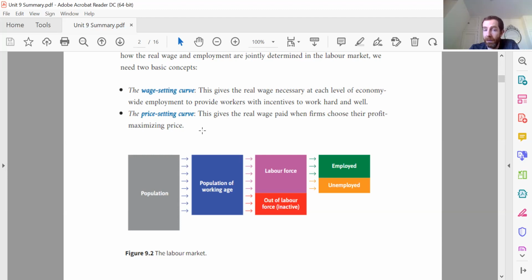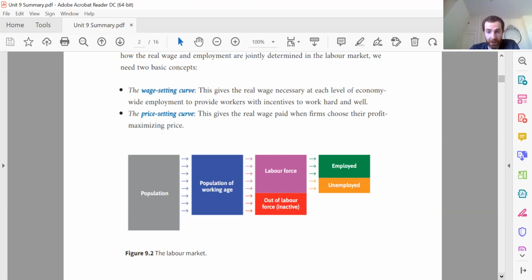And the second element in determining equilibrium is the price setting curve. This gives us the real wage that firms are going to be offering based on their profit maximizing decisions. So based on this combination of what the HR department does, setting a nominal wage, and what the marketing department does in terms of setting a price, the combination of those two things will then give us a real wage for the whole economy, and the price setting curve shows us that real wage.